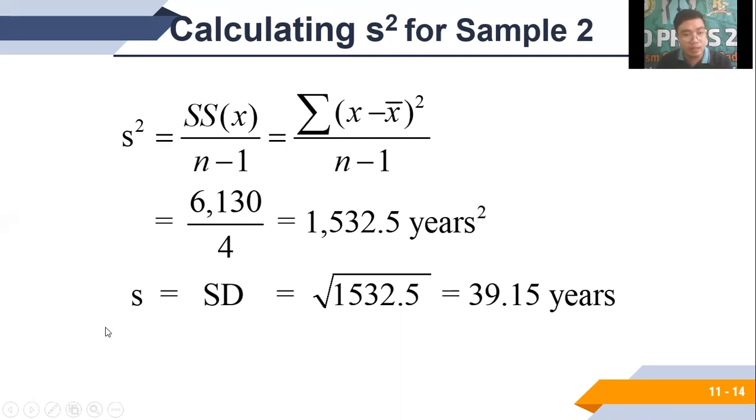So to get your standard deviation, you take the square root of 1,532.5, that is 39.15 years. 39.15 years. This is for sample sizes. This other one is for population sizes. Okay?